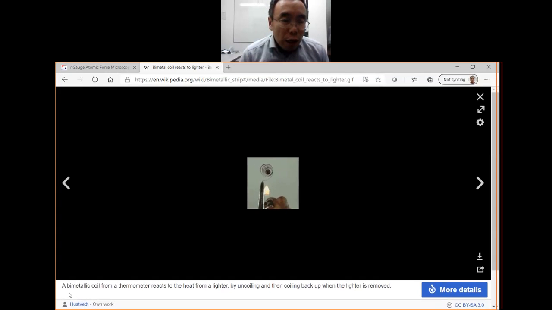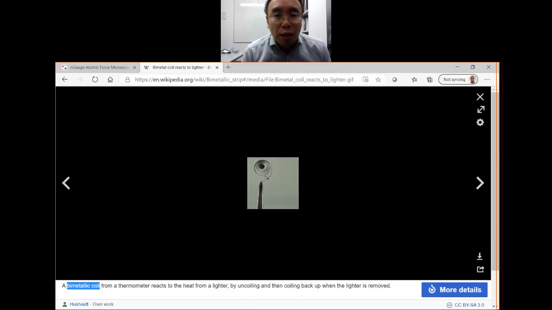So this is also a bimetallic coil. You have two layers of metals. So when you heat it up with this candle, it will expand. So what's the use of this kind of thing? What's the application for this coil? Because when you heat it up, it will expand.